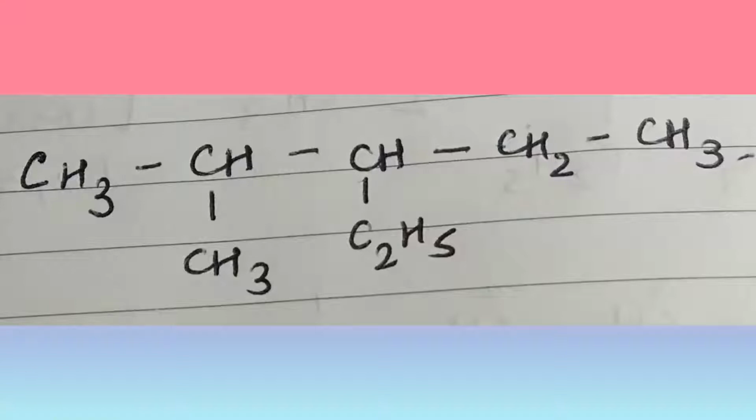So now, since we know what the parent chain is, now comes the positioning of the locants. Locants are given in such a way that the substituents get the least number. In this case, the substituents here are methyl and ethyl group. If they have to get the least number, we have to start giving the locants from left to right. That is, the methyl group will get the number 2 and the ethyl group will get the number 3.